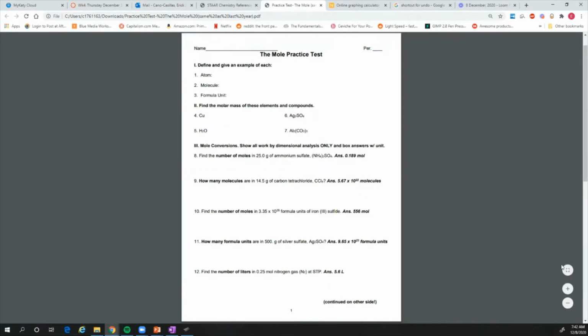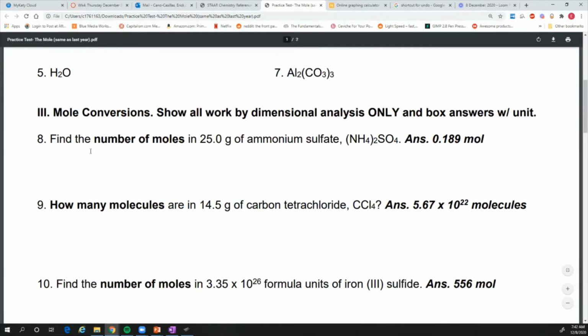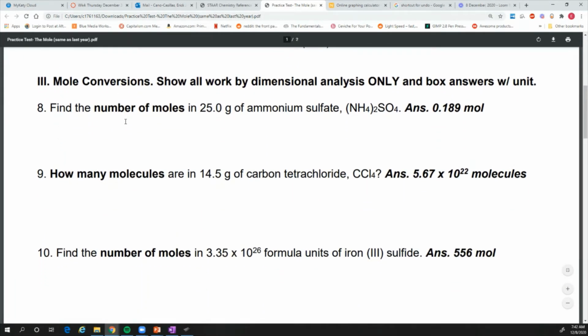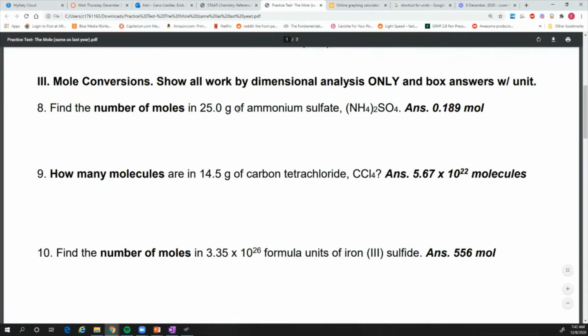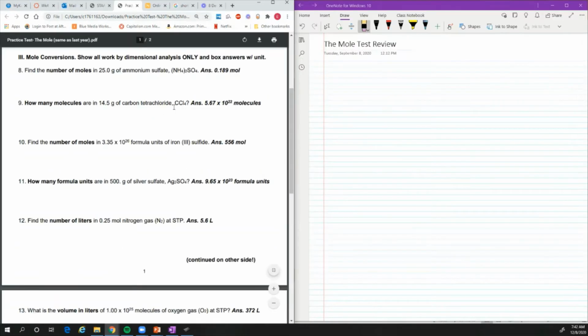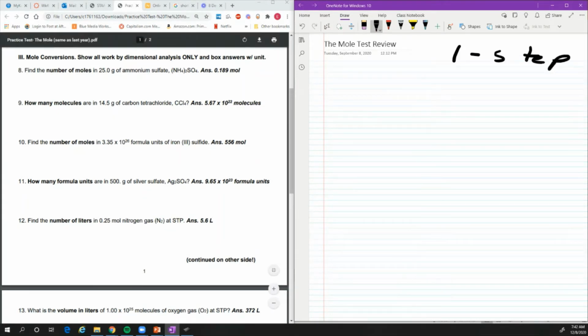Let's do number 8. In the video it covers this, but I wanted to cover it one last time. Number 8 says find the number of moles in 25.0 grams of ammonium sulfate. Just a quick note, if you see the word mole, you know that this is going to be a one-step problem. So these are the easy ones. One step, you're done.